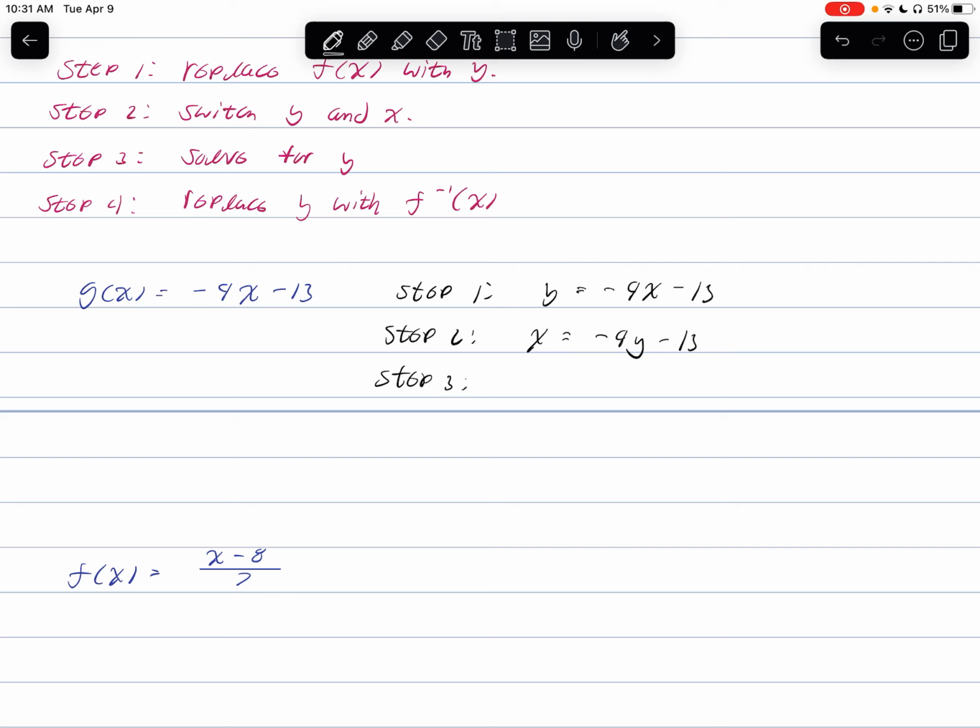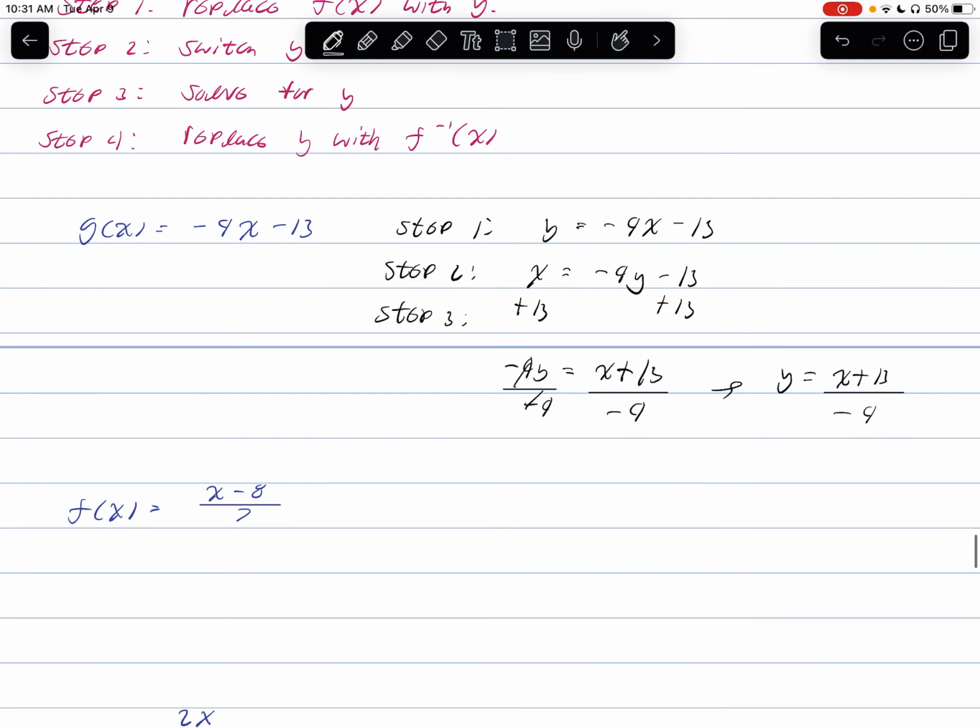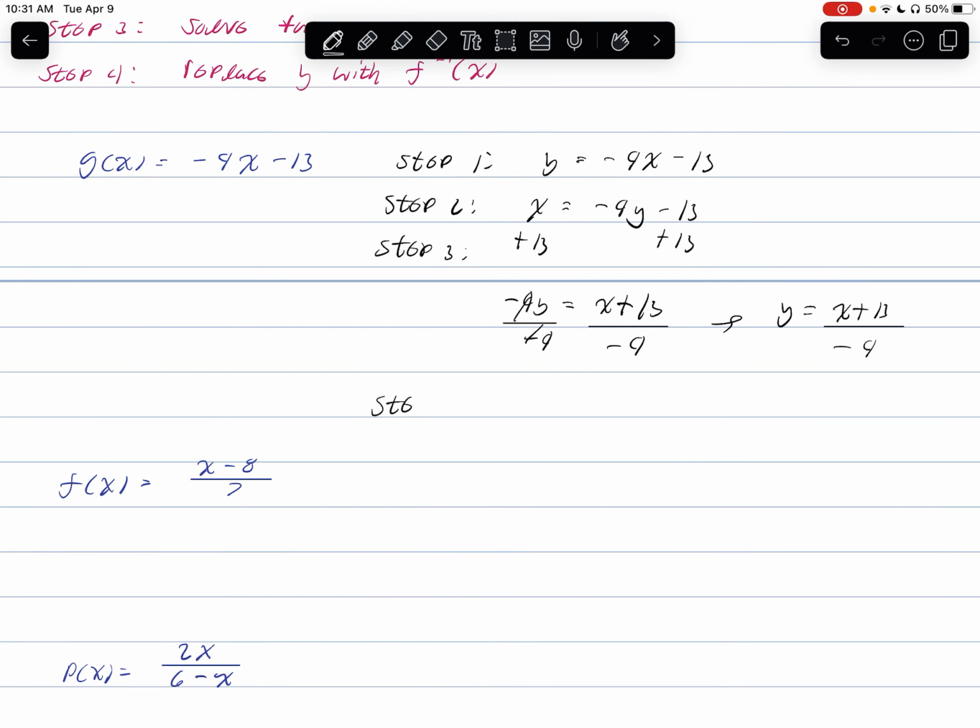Step three, we're going to solve for y. Here we can add 13 to both sides, and that's going to give us -9y is equal to x plus 13. Then we can divide both sides by -9, and that's going to give us that y is equal to x plus 13 over -9.